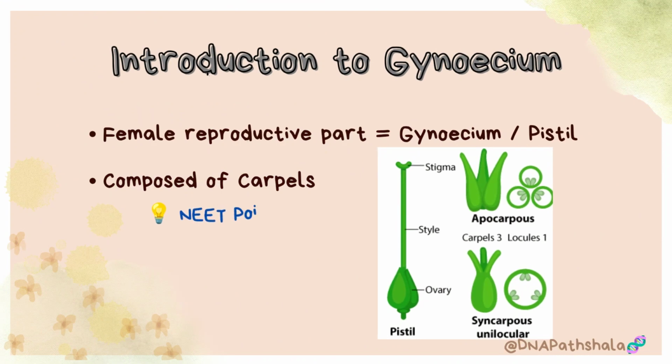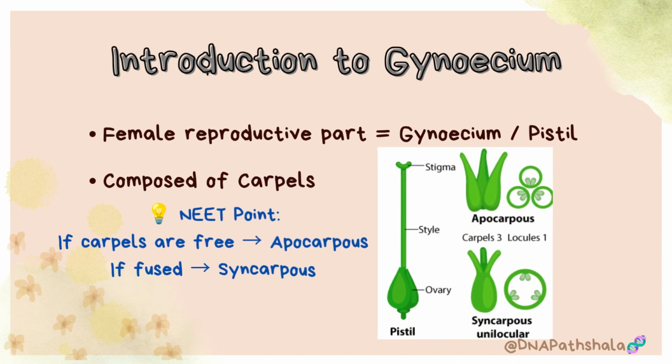Here are some points to note down. If carpels are free, then they are called as apocarpus, and if they are fused, they are called as syncarpus. Means in apocarpus, stigma, style and ovary are totally free from each other, and in syncarpus, everything is fused.